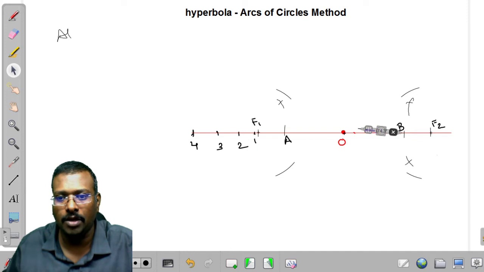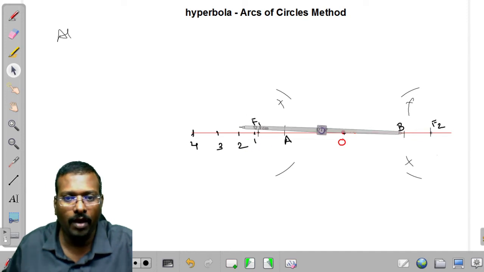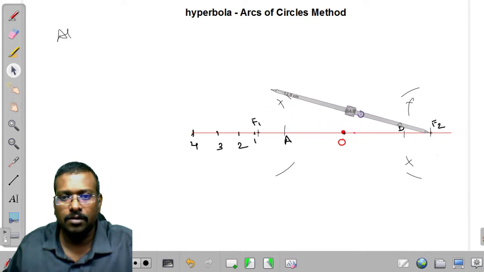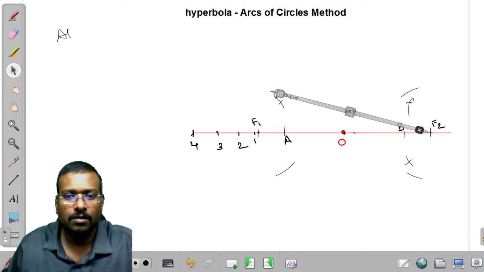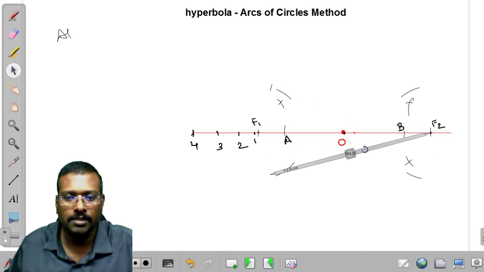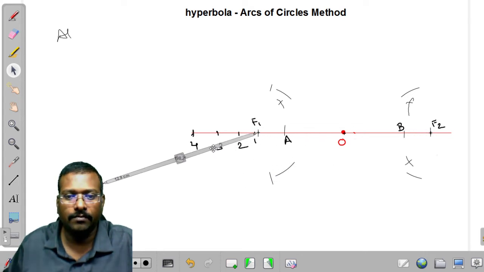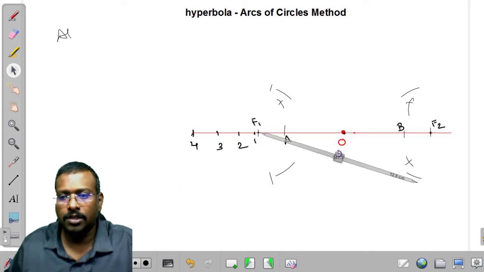Next, what is the radius we have to consider? B2 as radius, F2 as center, cut the arcs on both the sides. Now F1 as center, cut the arcs here and there.